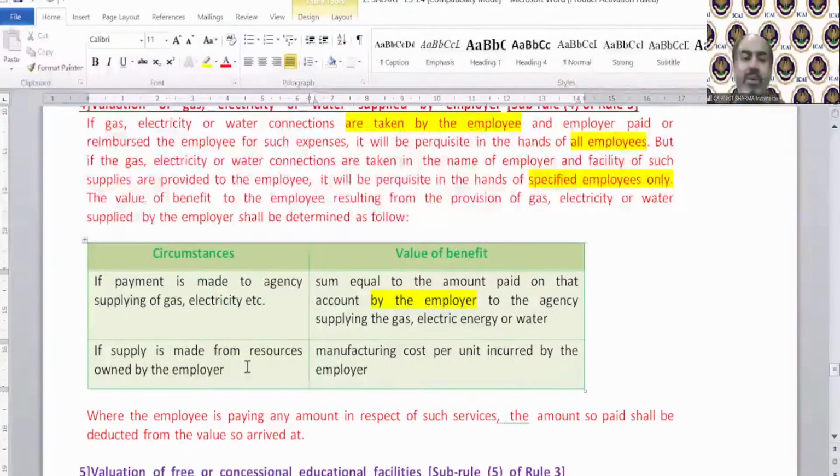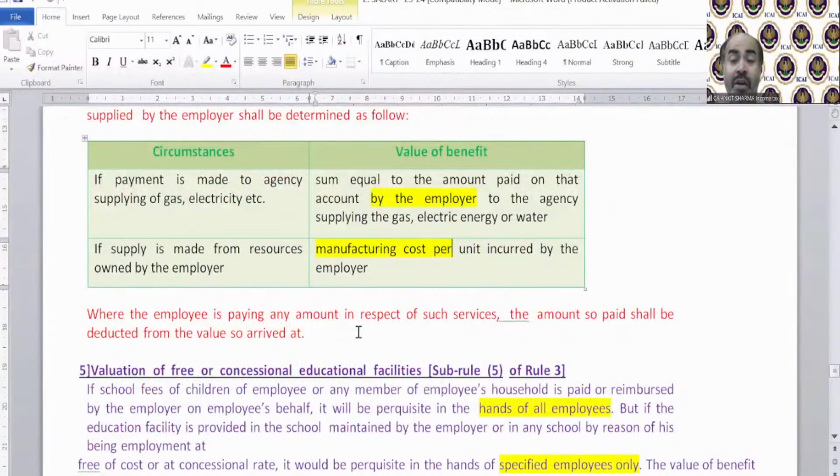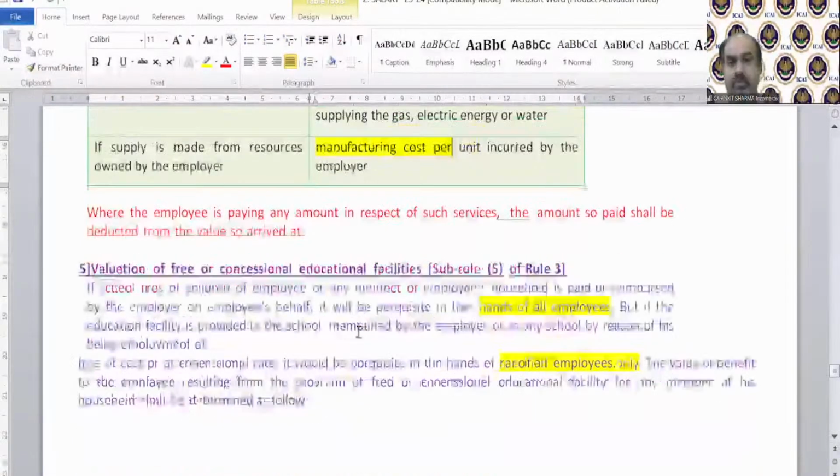If supply is made from resources owned by the employer. Now imagine you are working in an electricity company like Torrent Power, and your employer is actually providing you the free electricity. So if gas, water, electricity is provided by your employer from his own resources, then manufacturing cost per unit is going to be taxable as a perquisite in your hand. And if he is purchasing these things, paying to the outside agency, he is not the manufacturer of these things, then the amount paid by him technically is going to be the taxable value. Any amount received from employee is of course reduced.